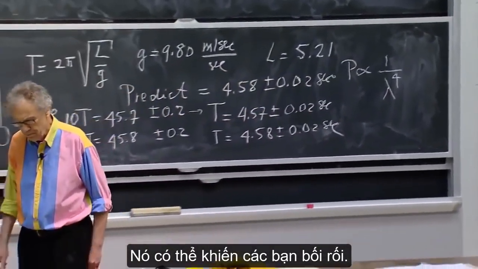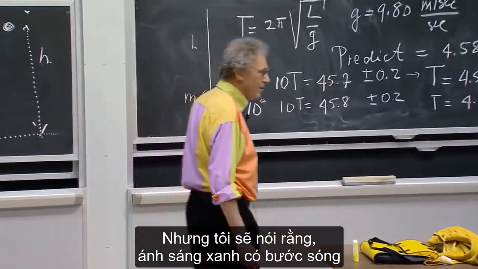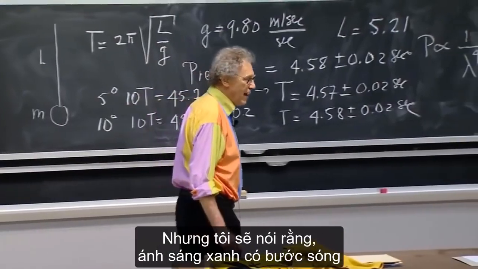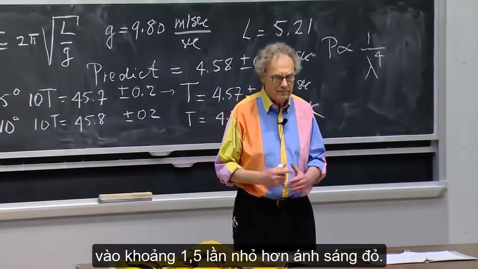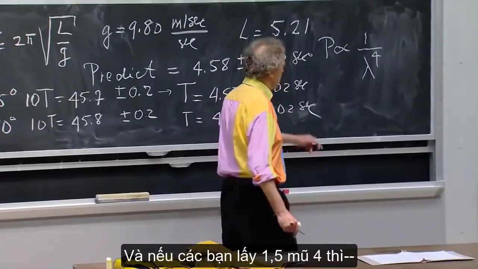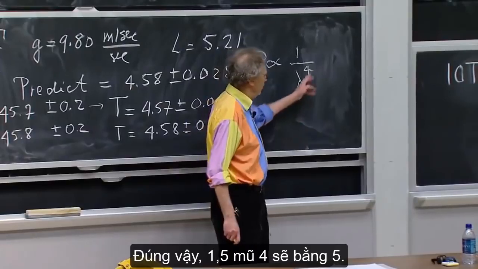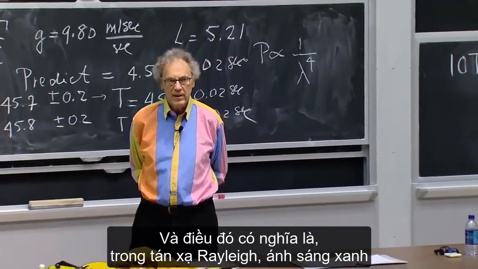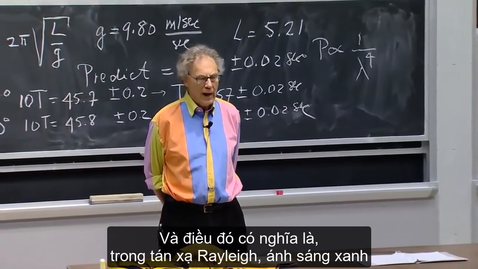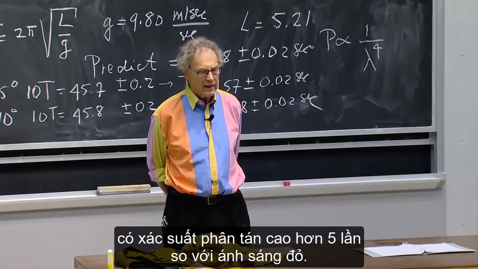That may confuse you. But I will tell you that blue light has a wavelength which is about 1.5 times lower than red light. And so if you take 1.5 to the power 4, you get 5. And that means, in Rayleigh scattering, blue light has a 5 times higher probability to scatter than red light.